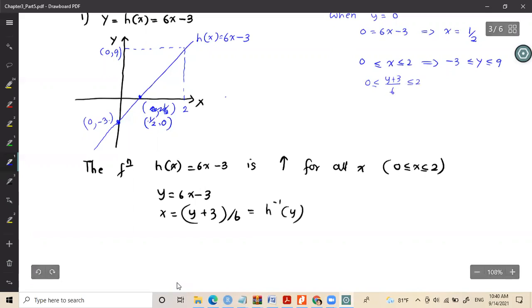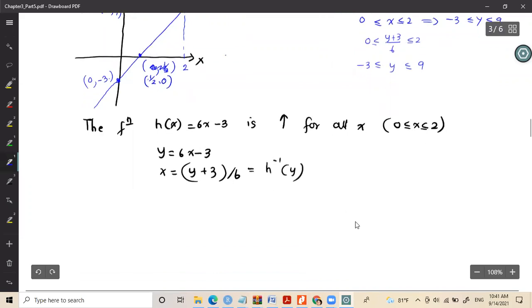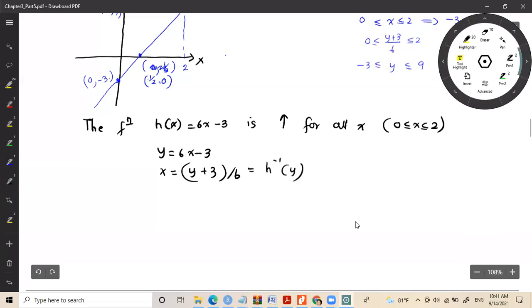So you have 6 times 0 is 0. And when you take the 3 to the other side, you get negative 3 less than or equal to y. 6 times 2 is 12, minus 3, you get 9. So you get the same limit both from the graph and from the inverse function. So you have the inverse function of y: h inverse y is y plus 3 over 6. So let's apply this to our theorem. Very simple.